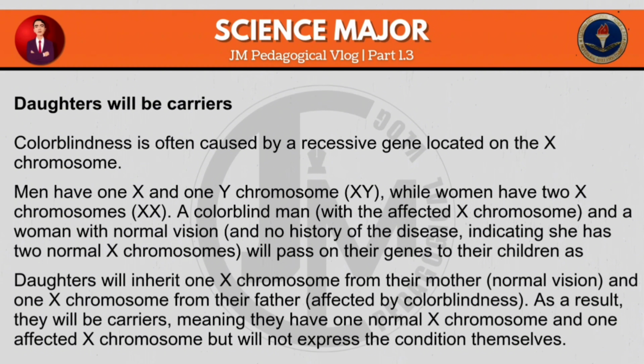Daughters will inherit one X chromosome from their mother, normal vision, and one X chromosome from their father, affected by color blindness. As a result, they will be carriers, meaning they have one normal X chromosome and one affected X chromosome but will not express the condition themselves.